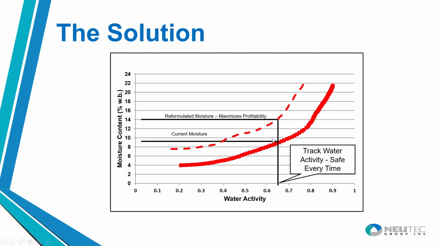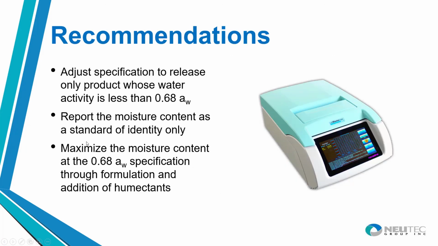If they try to go back to moisture content, then they set themselves up for more disaster. So our recommendations were to release only product whose water activity was less than 0.68. Report the moisture content only as a standard of identity and not as a release criterion. And of course, they have to verify their water activity through water activity instrumentation. Then we were able to help them maximize their moisture content at that water activity specification. And as long as they monitor it with water activity testing, they can maximize their profitability without the fear of problems.